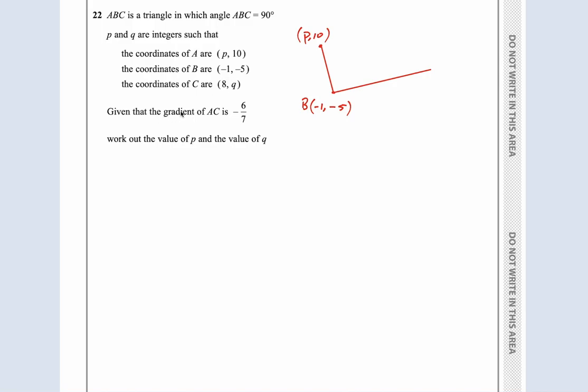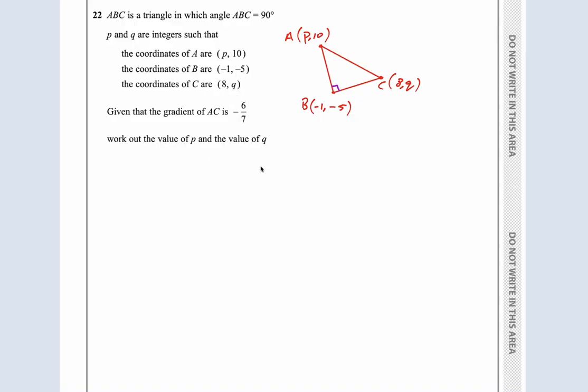Now it does say the gradient of AC is -6/7, which is close to -1, so I might as well make it somewhat close to -1. That's not great, but it's fine. So this is my diagram. This diagram doesn't have to be perfect. The important thing to note is that that is a right angle. This is A, and this is C. The gradient of AC is -6/7. Work out the value of P and the value of Q.